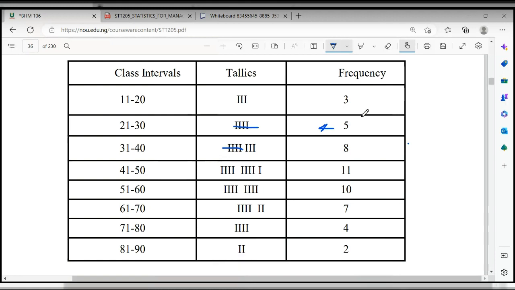So you can see that if you add everything together, it will still give you 50. It's 50. Right? Hence we are correct then.